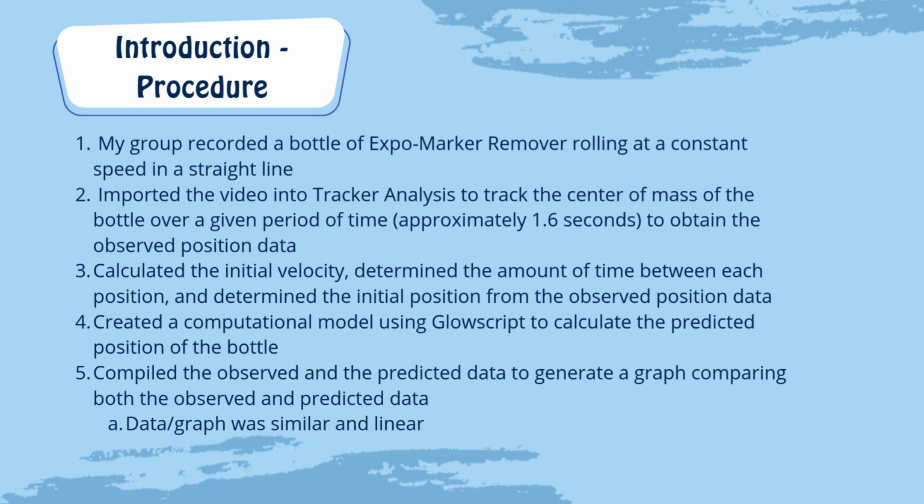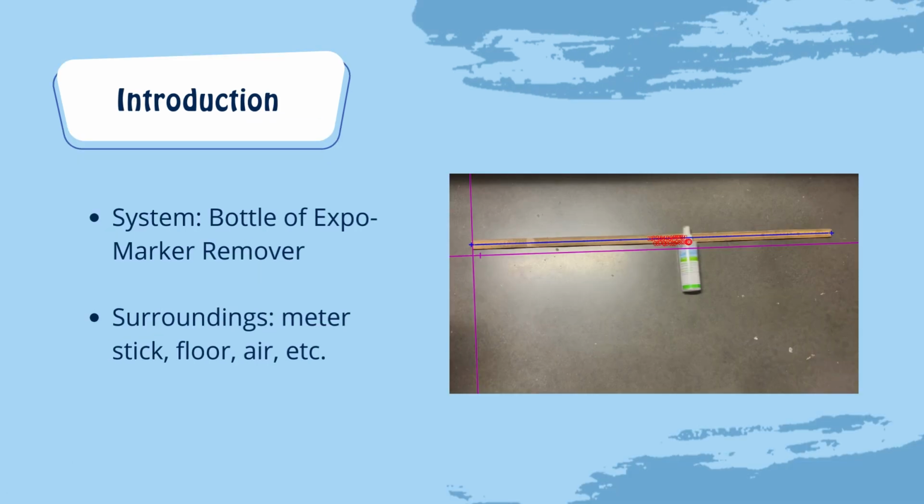The procedure: my group recorded the object rolling at a constant velocity in a straight line. I imported that into Tracker to track the center of mass for the bottle over a period of 1.67 seconds. Then I calculated the initial velocity and the timestamps, and determined the initial position. Then I created a computational model to calculate the predicted position data, and then I compiled the observed and predicted data to generate a graph comparing both sets of data points, and I found that the graphs were very similar and both linear.